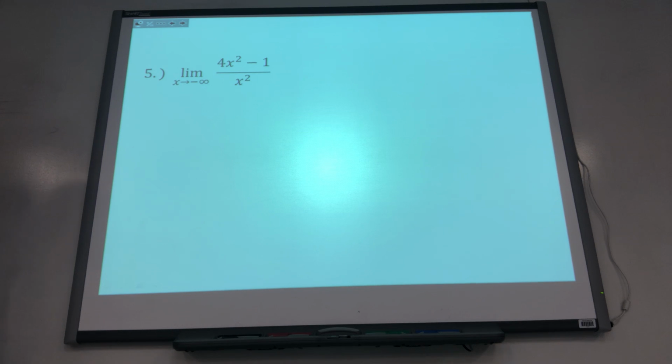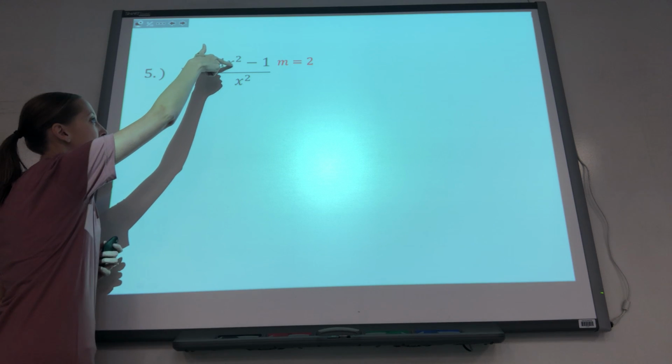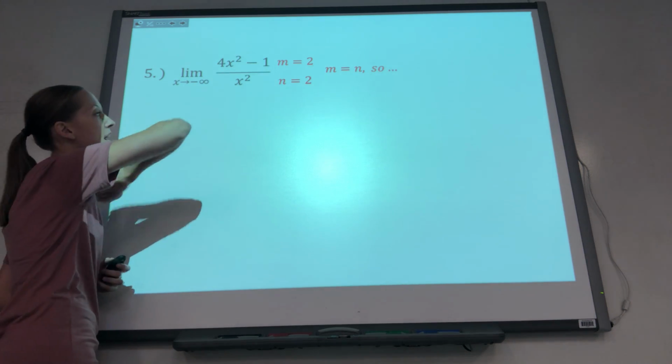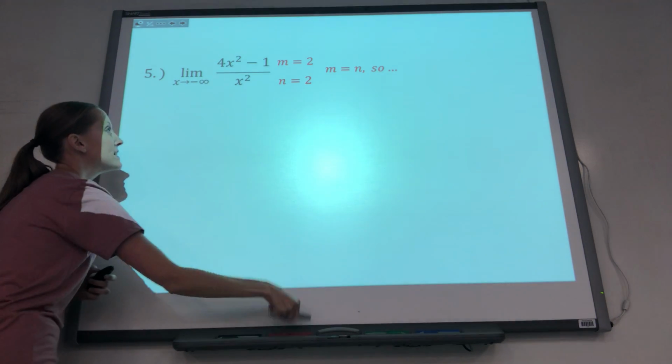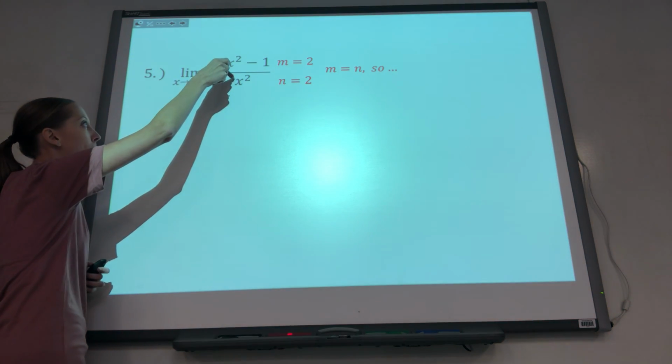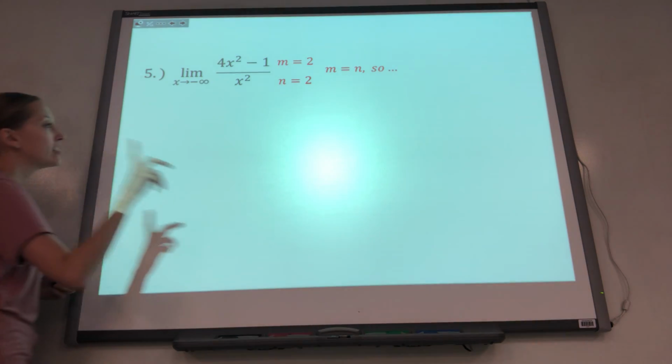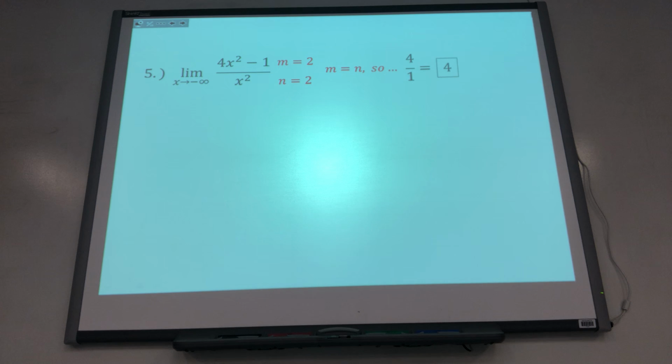Anybody know what this one's going to be? 4, yeah. Since m is 2, n is 2, m equals n, so pull out a over b. b is technically just a 1, so 4 divided by 1, that will just give you a 4. Alrighty. We only have one example where m was less than n because that's just 0. You don't have to do any work for that type.